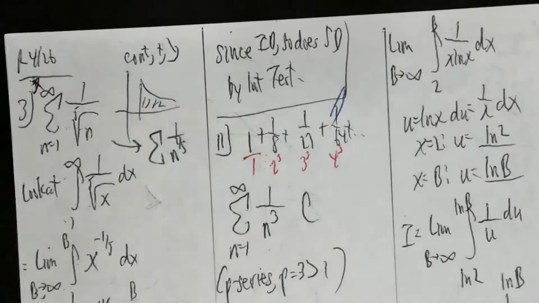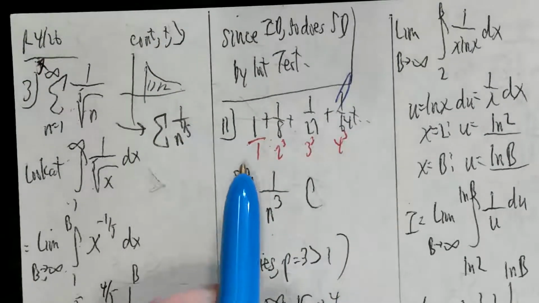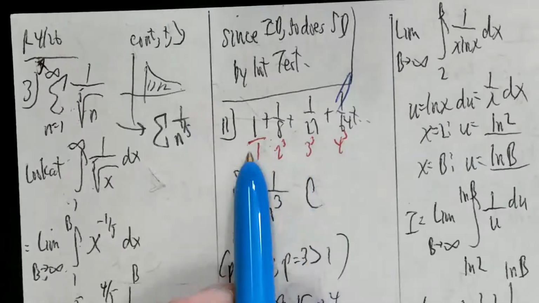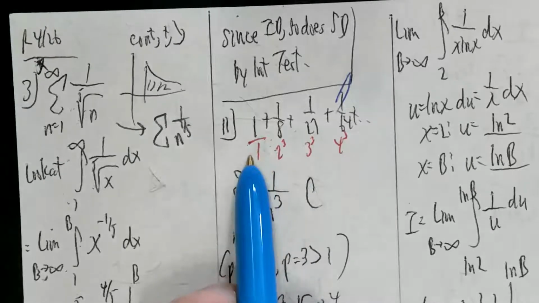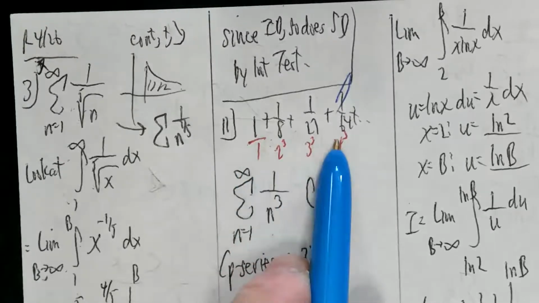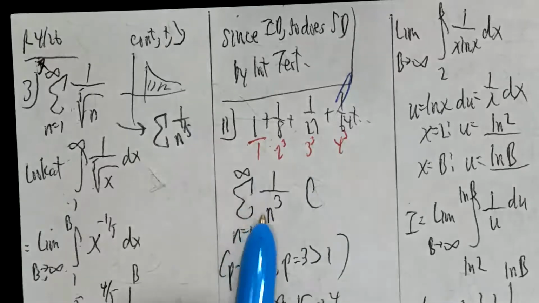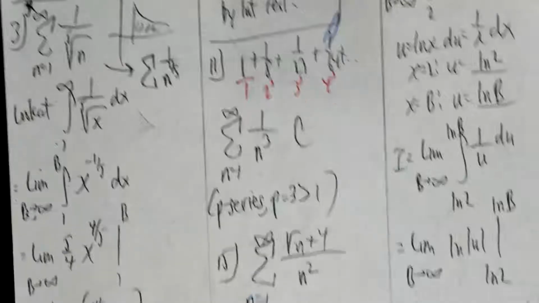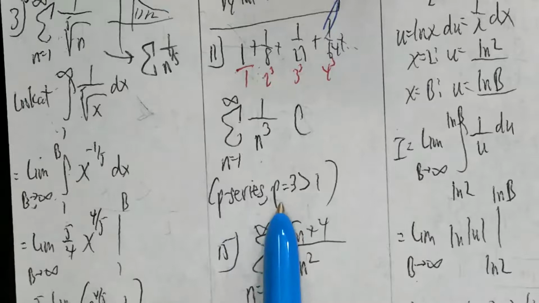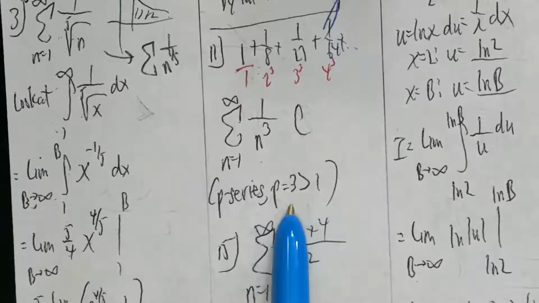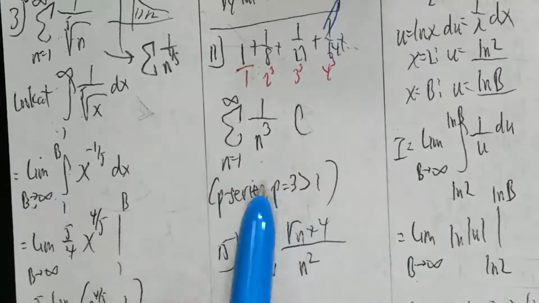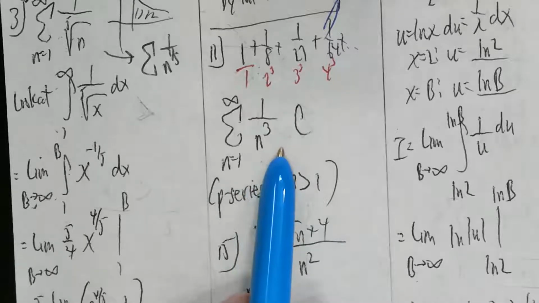All right, number 11. 1 plus 1/8 plus 1 over 27 plus 1 over 64. Okay, this is like 1 over 1 cubed. This is 2 cubed, 3 cubed, 4 cubed. So this is the summation of 1 over n cubed. That converges. That's a P series where P is 3, and that's bigger than 1. So I'm directly using the rule for P series. And notice also, all we're saying is the series converges, period.